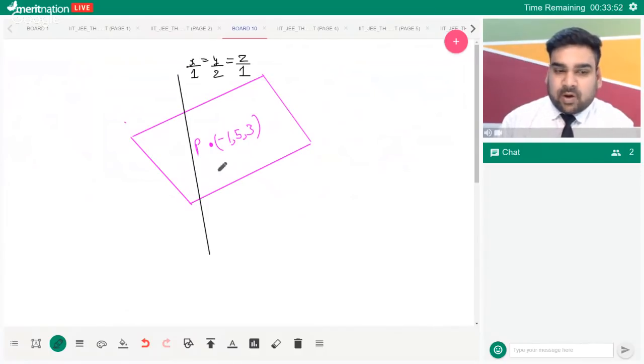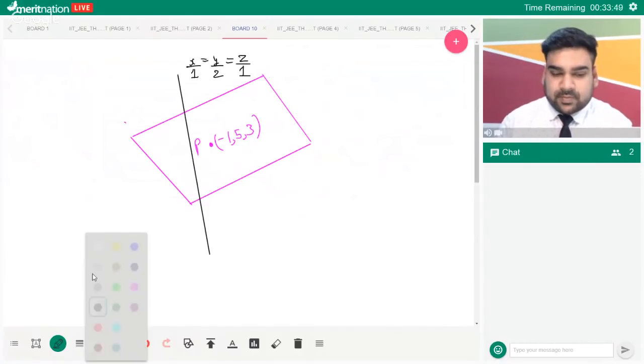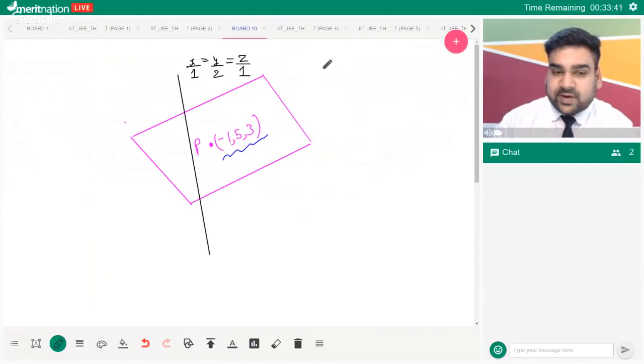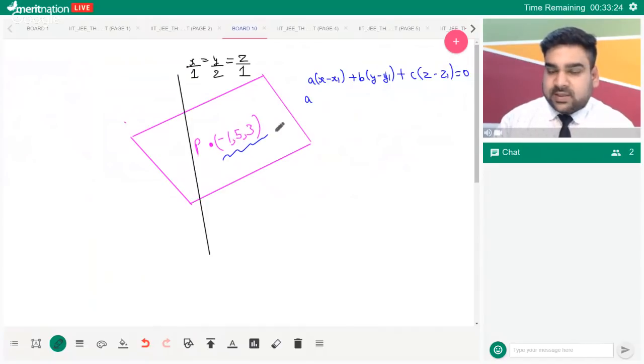That's really simple. All we have to do now, to find the equation of the plane, a point lying on this plane, that's known to us: -1, 5, 3. So we can use the equation of the plane, a times x minus x1 plus b times y minus y1 plus c times z minus z1, that's equal to 0. -1, 5, 3, these points lie on the plane, so a times x plus 1 plus b times y minus 5 plus c times z minus 3, that's equal to 0.